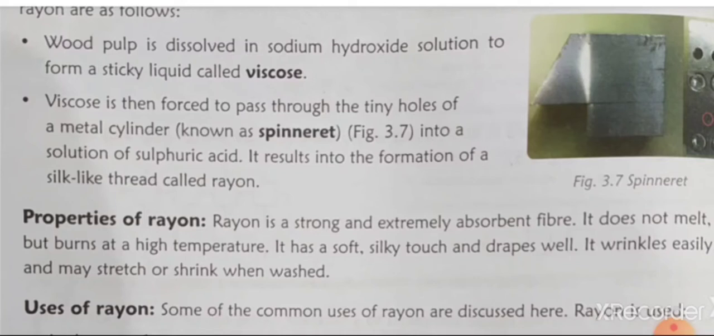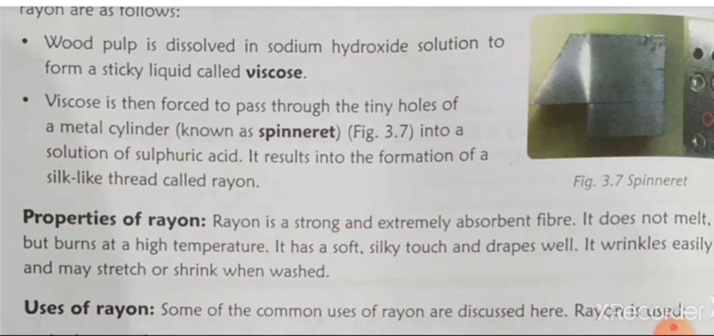पहले क्या किया, वुड पल्प को सोडियम हाइड्रोक्साइड में पूरी तरीके से डिसॉल्व कर दिया गया. देन व्हाट वी हैव फाउंड, हमें क्या मिला, एक चिपचिपा लिक्विड मिला. फिर हमने क्या किया, उस विस्कोस को हमने स्पिनरेट में से गुजारा और सल्फ्यूरिक एसिड से प्रोसेस कराने के बाद there was formation of a silk-like thread which is known as rayon.